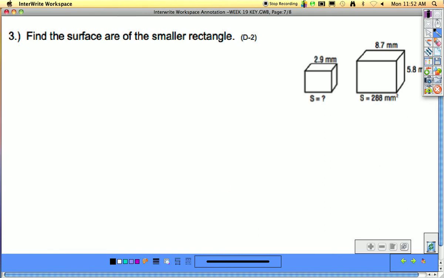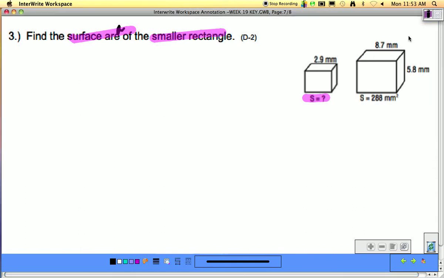This one says find the surface area of the smaller rectangle. So this time it's a little bit different. It's not a whole lot different, but instead of going from the original shape to the new shape, we have to look at going backwards. But we still first need to know the scale factor.